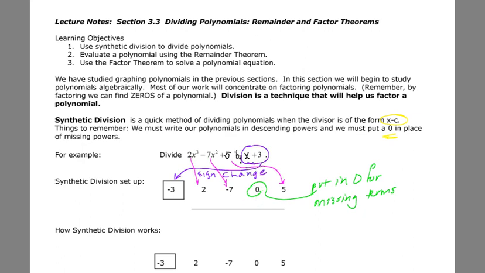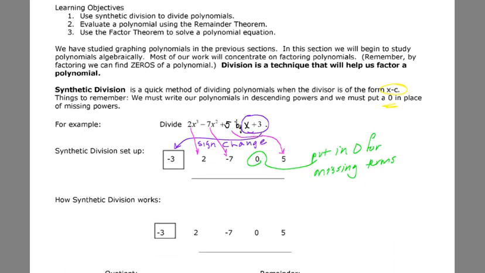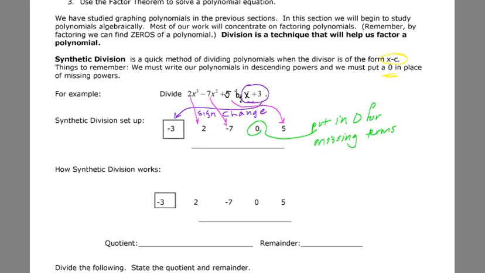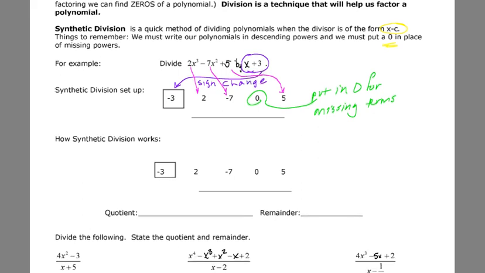So now that's how we're going to set it up. We'll put the number in the box from the divisor, list all the coefficients, making sure we put zeros in for missing terms or missing powers. Now here's how the process works for synthetic division. To get started, we always drop down the first coefficient. So we're going to drop down the coefficient of 2. First thing always, not this 3, the 2 drops down.